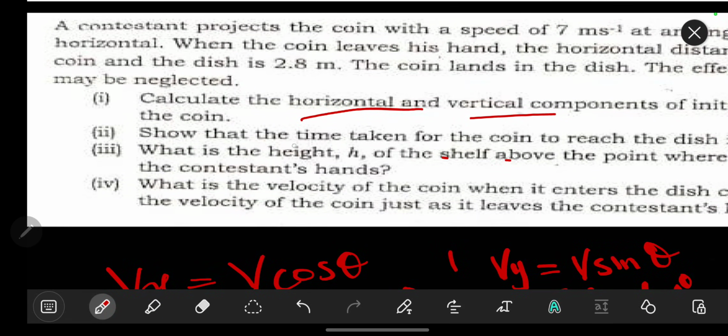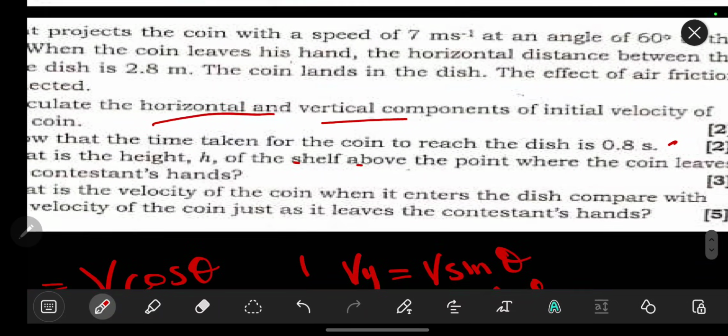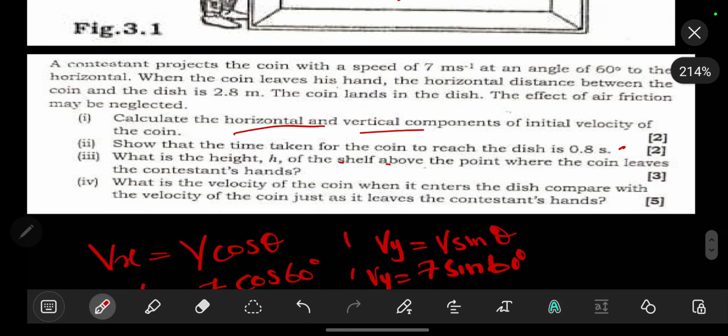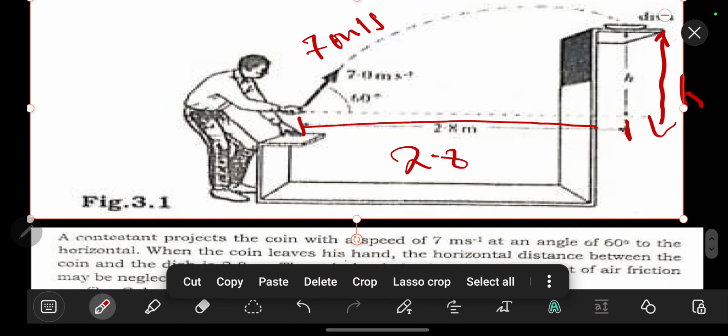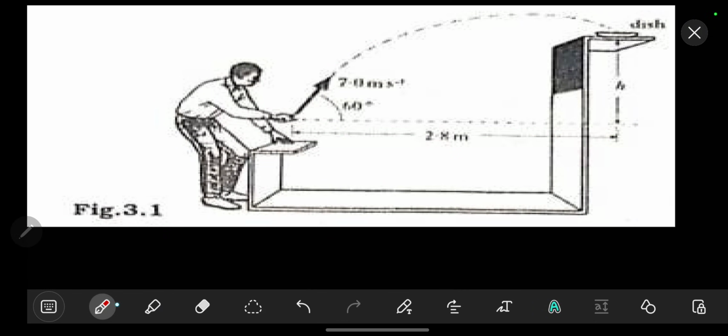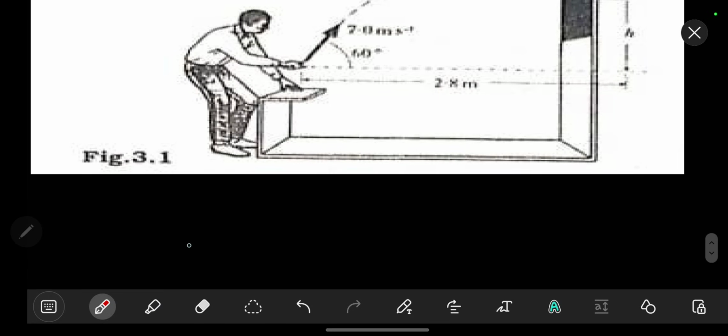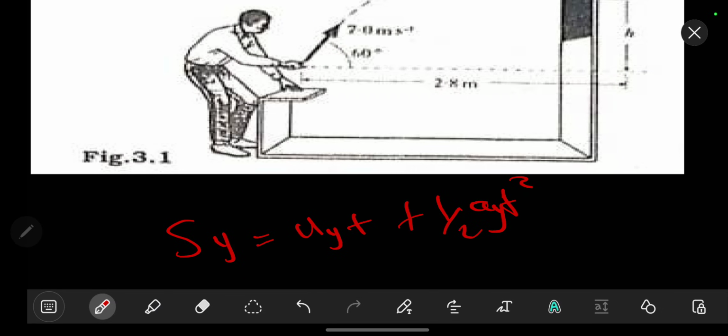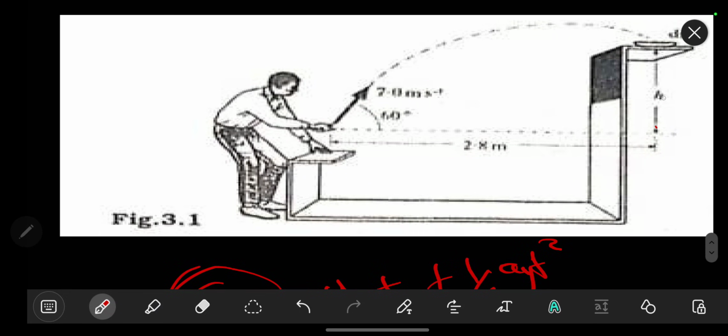Then it says show that the time taken for the coin to reach the dish is 0.8 seconds. So we are going to prove it. In other words, they want the flight time. We cannot use sy = uy t + half a t squared. We can use it if we had the quantities, but we don't. We don't even know what our height is from this point to that point, so we cannot use this one.